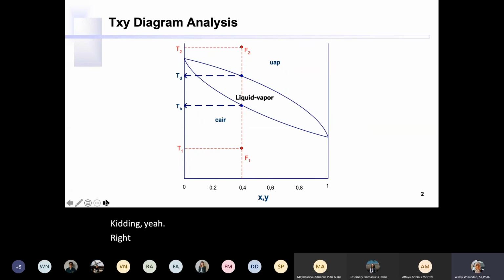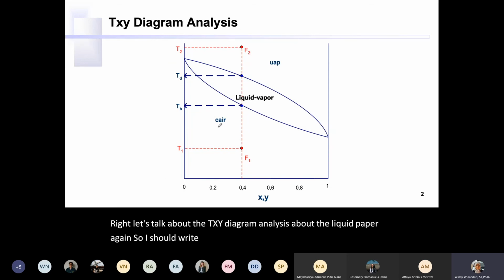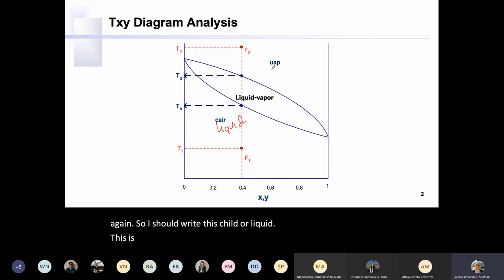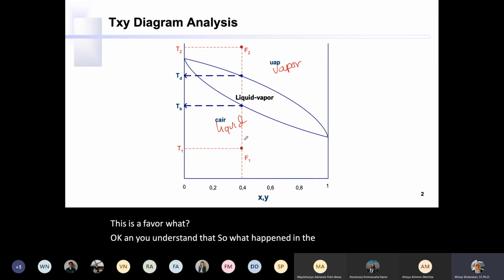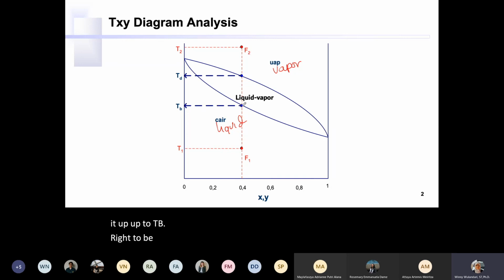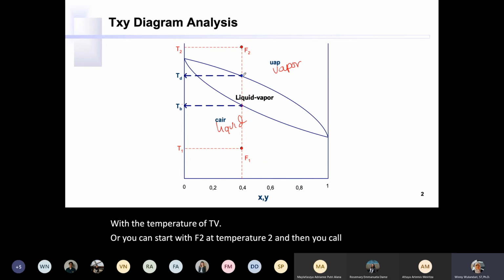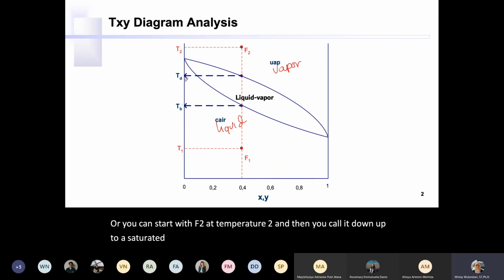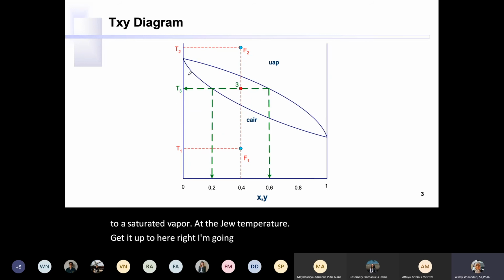Right. Okay, let's talk about the TXY diagram analysis, about the liquid vapor again. So I should write this cair, or liquid. This is vapor, uap. And you understand that, so what happened in the distillation column, you can start with a feed at F1 at temperature 1, and you heat it up to TB, right, to be a saturated liquid with the temperature of TB. Or you can start with F2 at temperature 2, and then you cool it down up to a saturated vapor at the dew temperature. Got it? Up to here? Right, I'm gonna continue the slide.